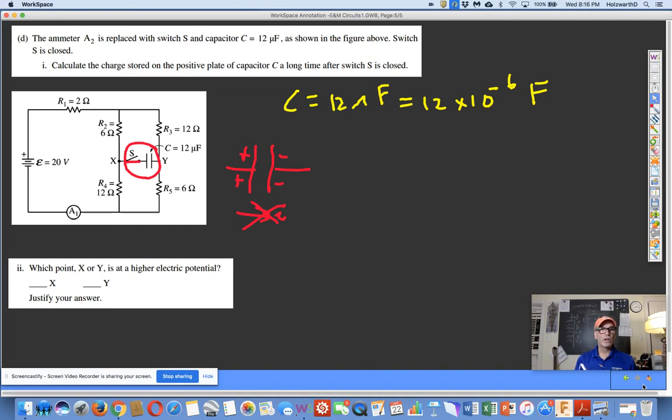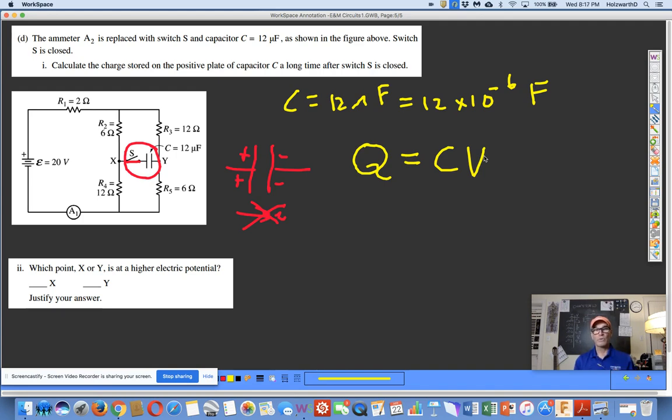Calculate charge stored on the positive plate of the capacitor. Okay. This is what I know in terms of the charge on the capacitor. Okay, I'm pulling this out of my memory bank. If I look on an equation sheet, the charge that accumulates on a capacitor is equal to the capacitance times the voltage that appears across it.